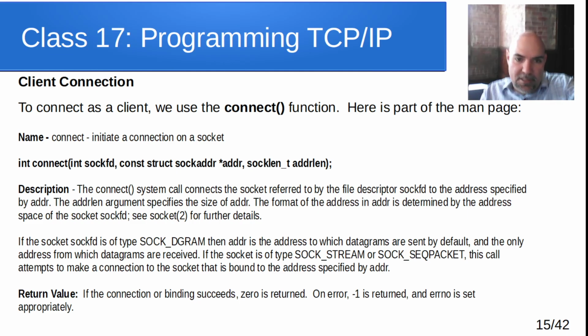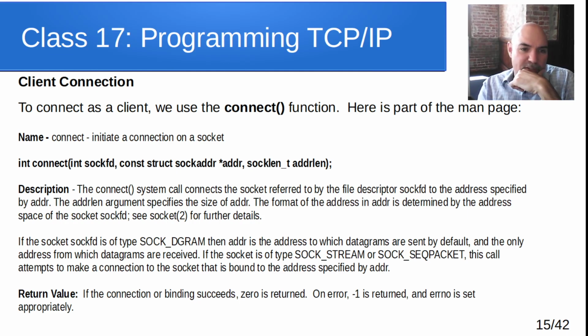All right, so on the client side, we're going to use the connect function. And so here's the man page for the connect function. It says the name of the function is connect. It initiates a connection on a socket, so we already have to have a socket. So here's what the function prototype looks like. connect takes an int sockfd, and then we have this struct sockaddr pointer called addr, and we've got this socklen_t for the address length.